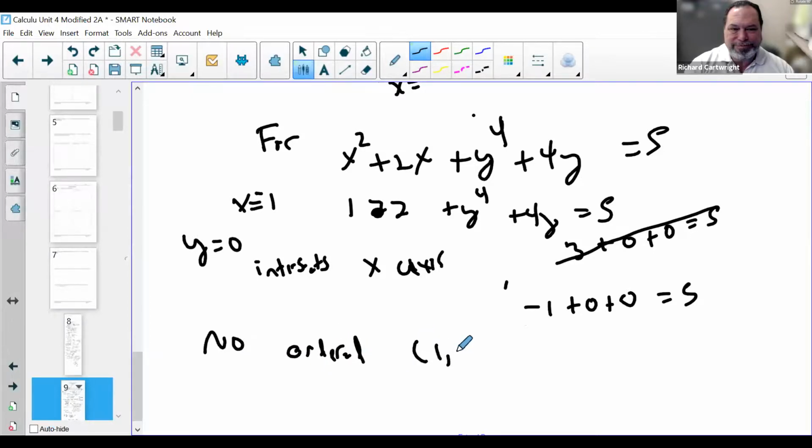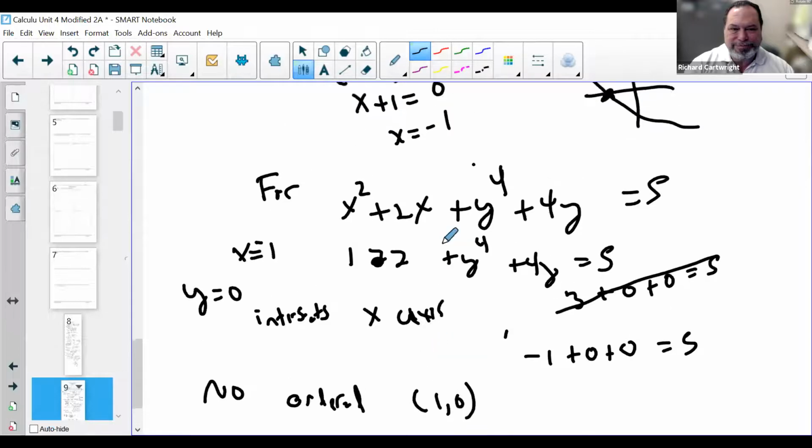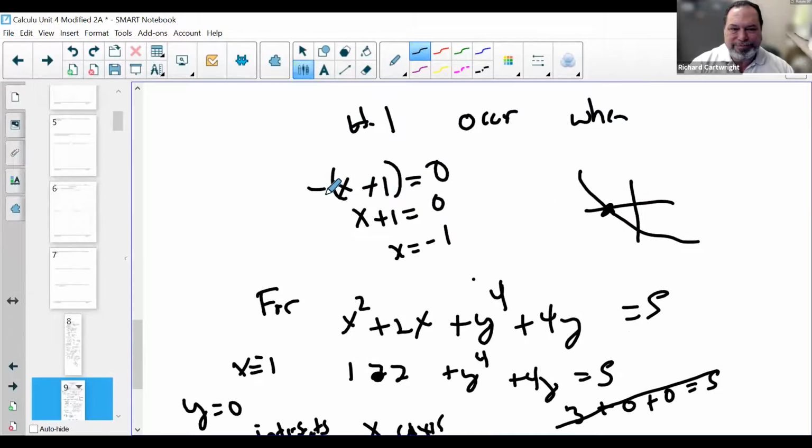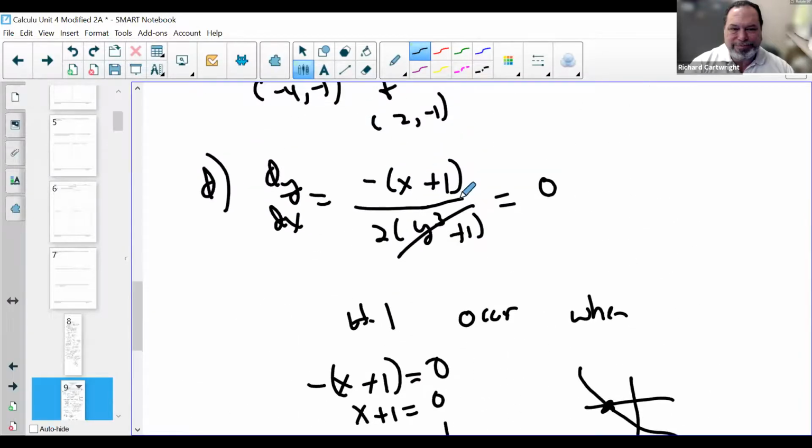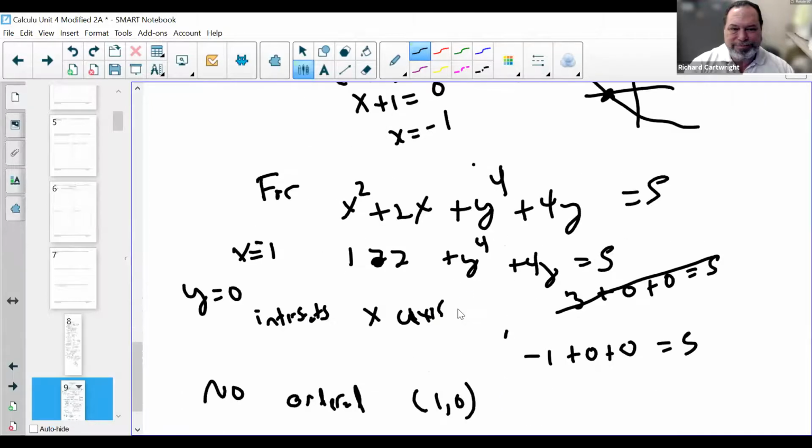of (1, 0). And x had to be 1 because we solved it by setting the numerator equal to 0, where was it at? I did the numerator right there. When I solve the numerator set equal to 0, that gives me x equals something. That has to be the x coordinate. And we got x equals negative 1. Yeah, we certainly did. So x has to be negative 1. And when we plugged negative 1 into the function, it didn't exist.